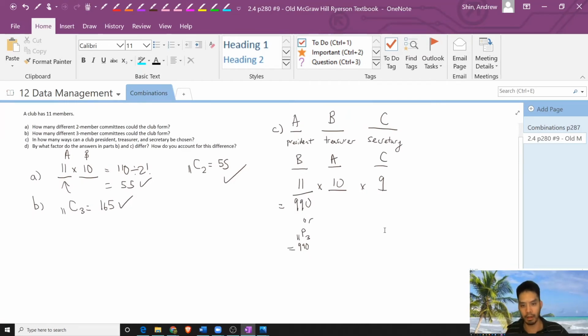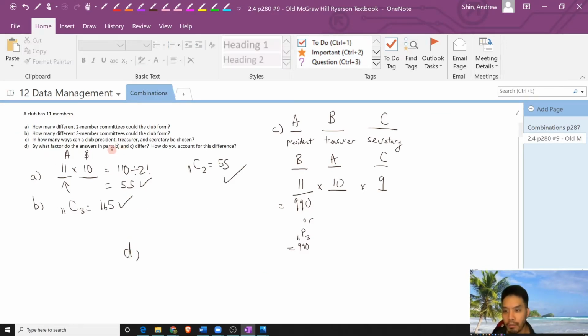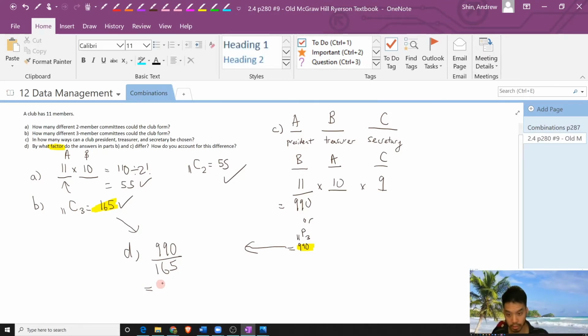Okay, now let's do part D. Part D says, by what factor do parts B and C differ? So we have part B here, and part C here. This is 165, and this is 990. By what factor? Factor means you're dividing these 2 things. So 990 divided by 165 is actually 6.